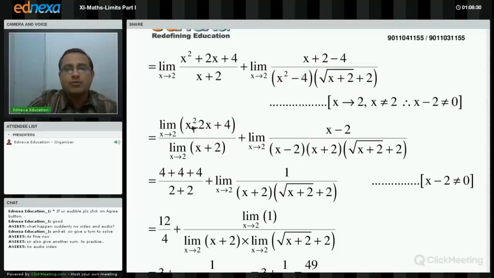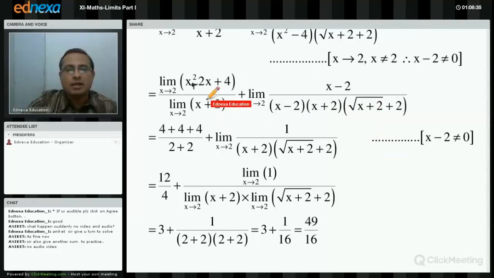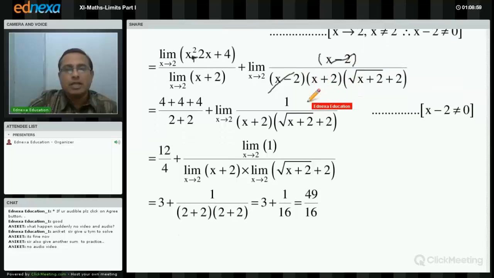What about x square minus 4? The factors are x minus 2, x plus 2, this factor as it is. Now in the first limit, to take the limit means to replace every x by its limiting value, which is 2. So 2 square is 4 plus 4 plus 4 upon 2 plus 2. What about this? Can I cancel x minus 2? Yes, I can, because x only tends to 2, x is not equal to 2. Dear friends, you have to mention this whenever you cancel x minus 2. Now, this is 12 upon 4, which is eventually 3.